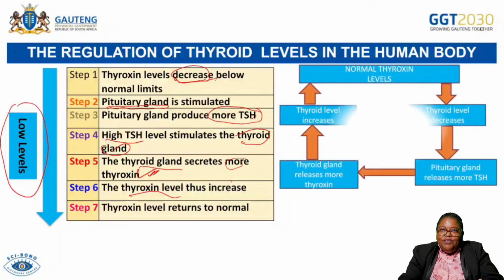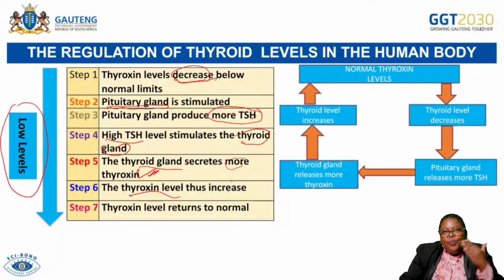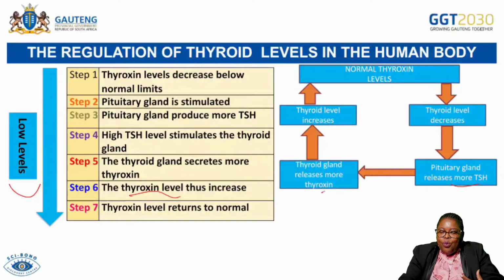Hence, we need the negative feedback that will work in the opposite way, so that it brings the levels of those factors to normal, right? In summary, if we look at this diagram, when thyroxine level decreases, the pituitary gland releases more TSH, and then the thyroid gland will release more thyroxine. Then the thyroxine level is going to increase and come back to normal. So it's important to understand how negative feedback works.